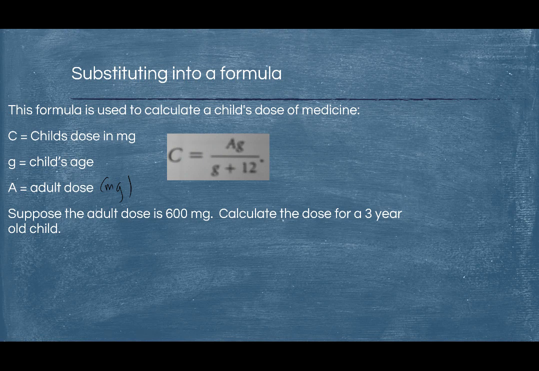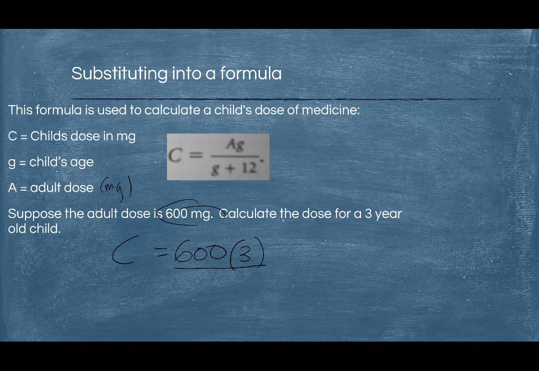So this whole first section is just about using formulas, which we've been doing, honestly, a lot in this course already, so it shouldn't really challenge you very much. So I'm going to substitute into this formula. The adult dose is 600 milligrams, so I go 600, multiplied by the child's age in years. This is a 3-year-old child, divided by the child's age again, plus 12. So 3 plus 12.